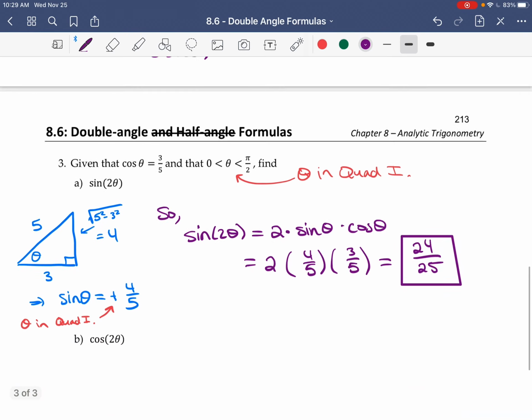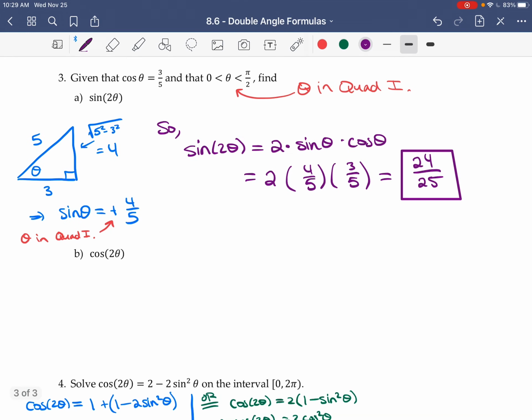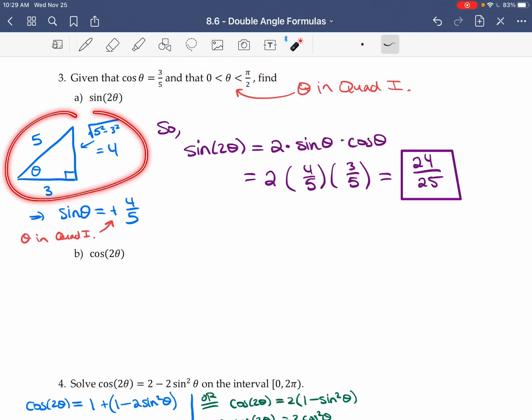Now we want to use these identities. Let's go back to the example here. We're given that cos theta is 3 over 5, and theta is in the interval from 0 to pi by 2, so it's in quadrant 1. We already made this triangle, but in fact we don't actually need any of that because we don't have to use sine theta at all.